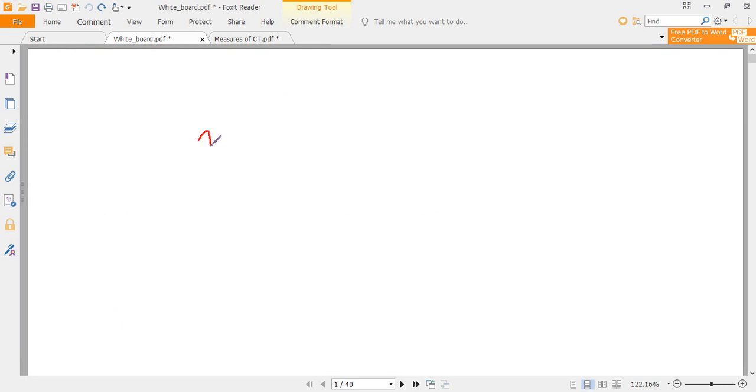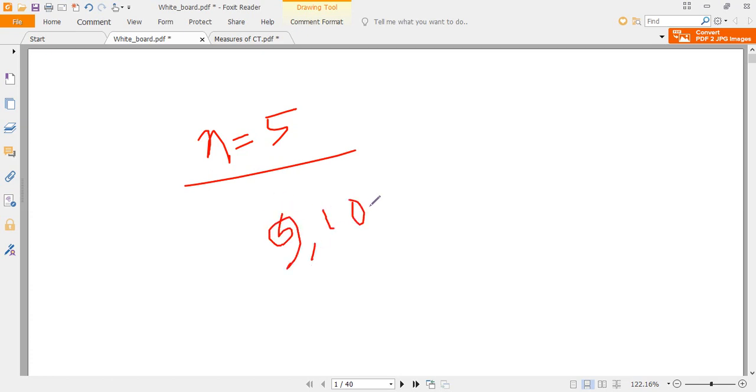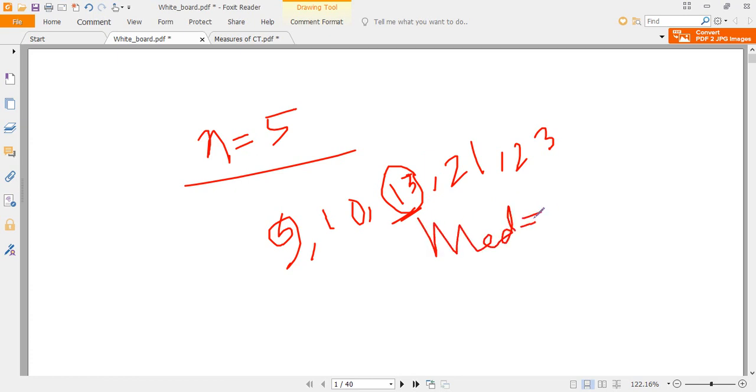What if n equals 9, that is, if n is odd? This is very simple. We take the middle observation. For example, say n equals 5 and the five values are 9, 10, 13, 21, 23. What is the middle value? In the middle position we have 13, so our median is 13. Very easy.